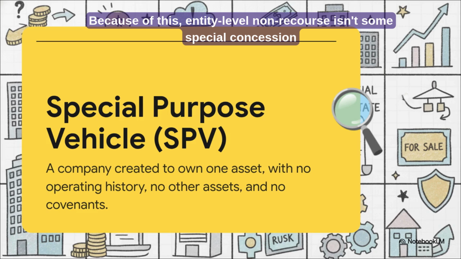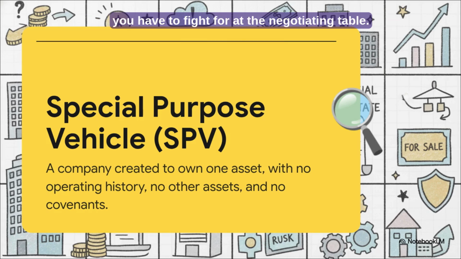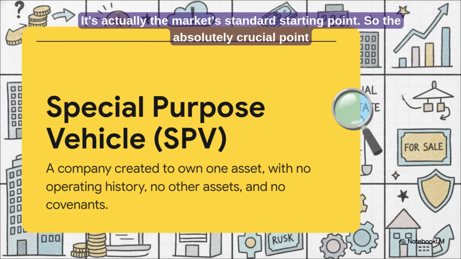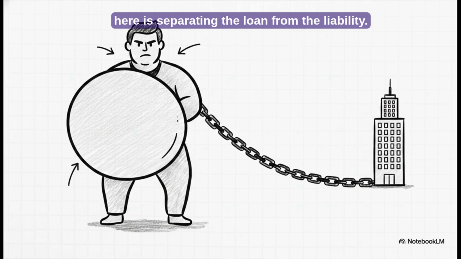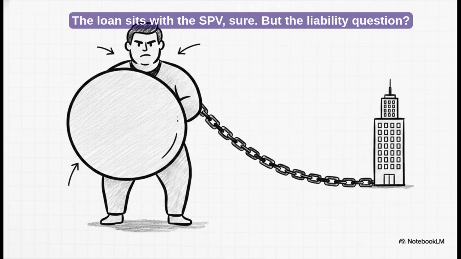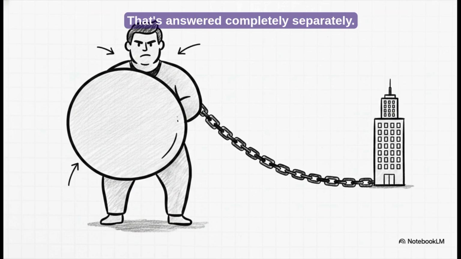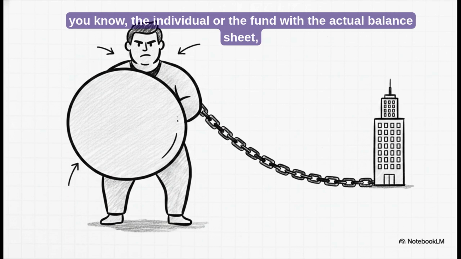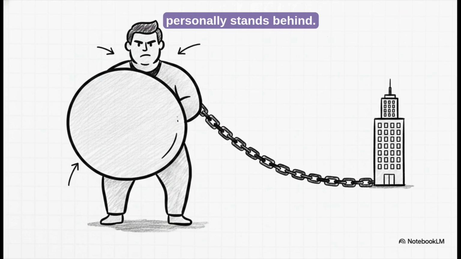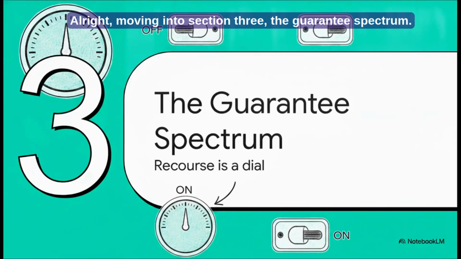Because of this, entity-level non-recourse isn't some special concession you have to fight for at the negotiating table. It's actually the market's standard starting point. So the absolutely crucial point here is separating the loan from the liability. The loan sits with the SPV, sure, but the liability question? That's answered completely separately. The real engine of the deal is the sponsor's guarantee. The true negotiation actually happens one level up. It's all about figuring out exactly what the sponsor, the individual or the fund with the actual balance sheet, personally stands behind.